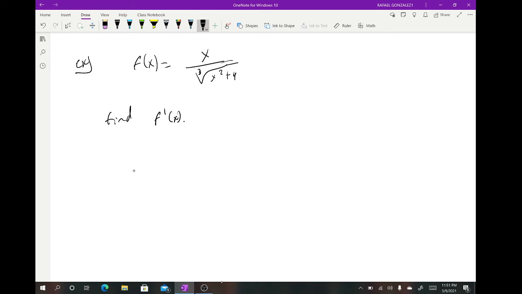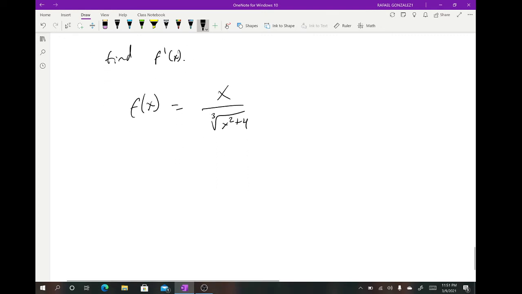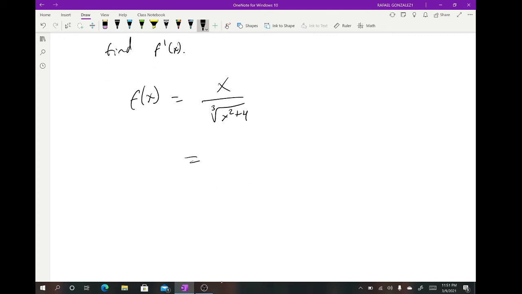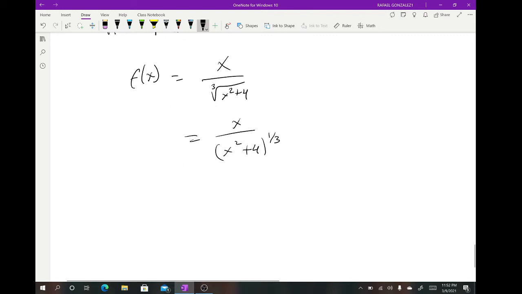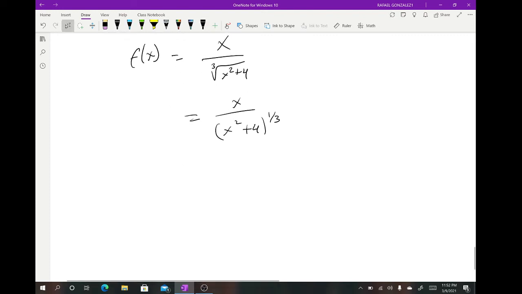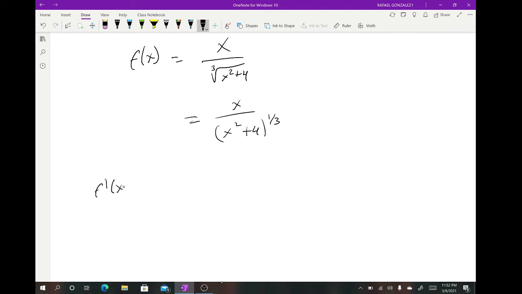What I will first do is try to rewrite as much as possible. So I'm given this in this form, cube root of x squared plus 4. I'm going to try to at least rewrite the denominator into something that looks much nicer, like x squared plus 4 to the power 1/3. And now, here, what I will do is I will actually use the quotient rule to solve this.